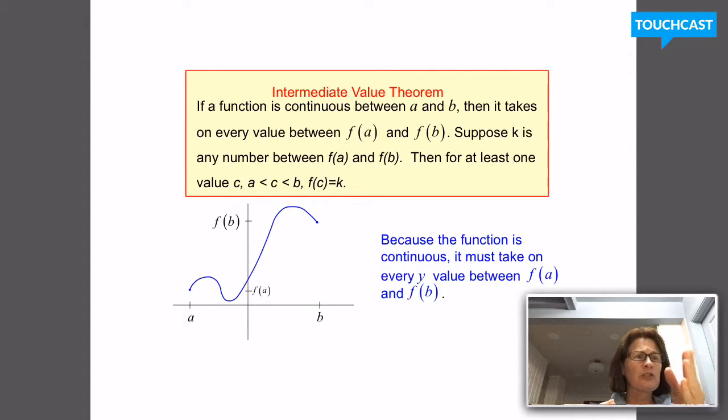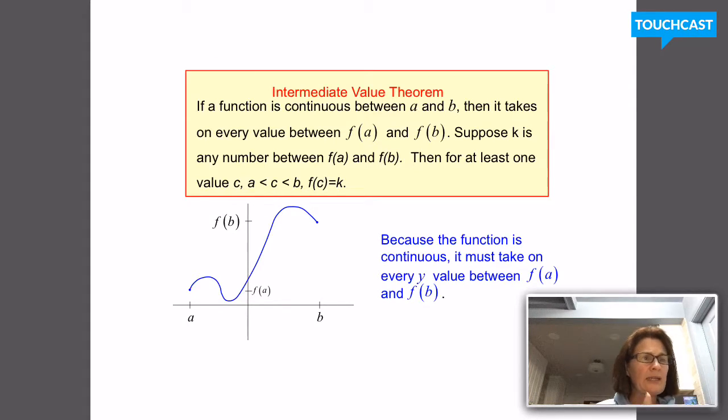So there's a version here in this yellow box, and there's a version on your paper. I'm going to highly recommend that you pick one of them and memorize it. So the intermediate value theorem: if a function is continuous between a and b, then it takes on every value between f of a and f of b. So suppose k is any number in between f of a and f of b, then for at least one c, and c must be between a and b, f of c equals k.